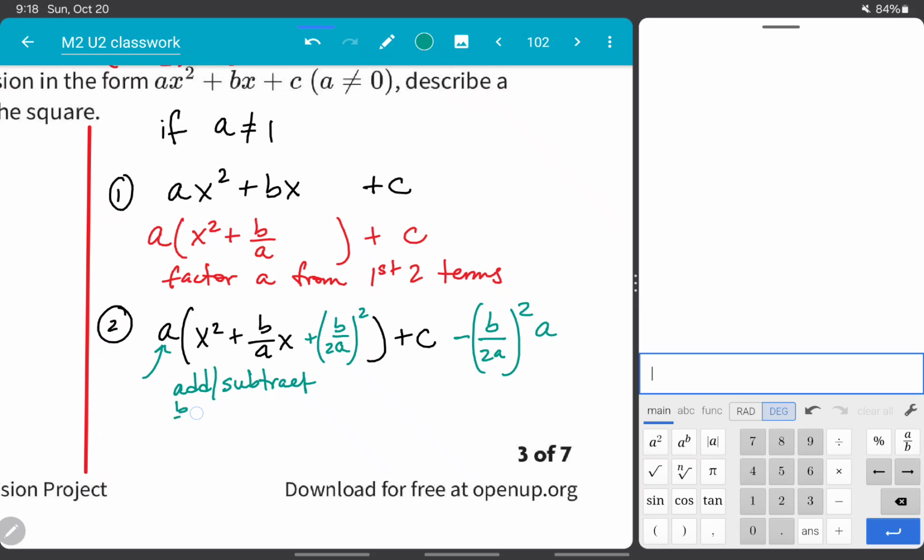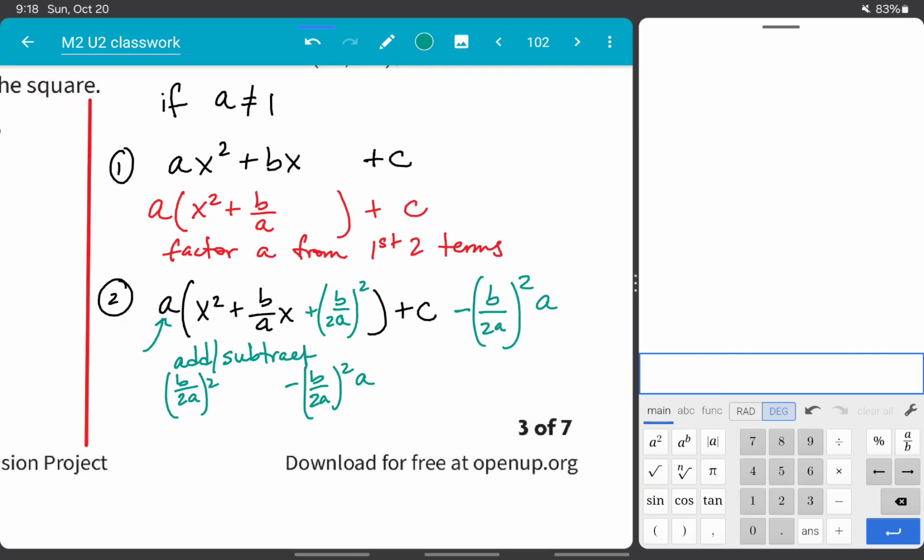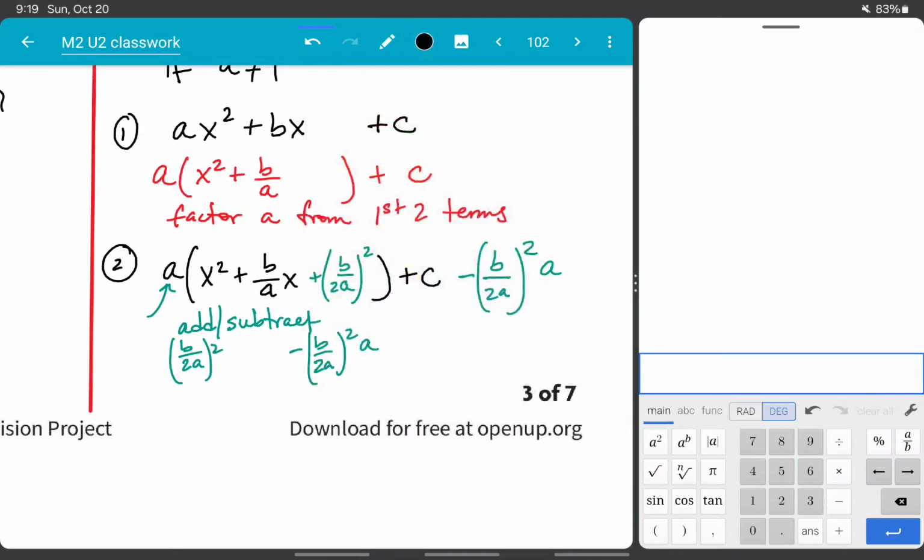You're going to add b over 2a squared inside the parentheses, and you're going to subtract b over 2a squared times a on the outside of the parentheses. And then we're going to factor and simplify. So step 3 is this is going to factor into a times x plus whatever b over 2a is, squared, and then this whole part is going to simplify.